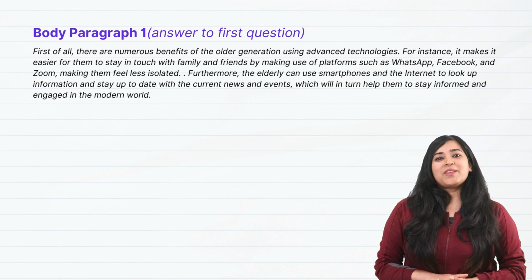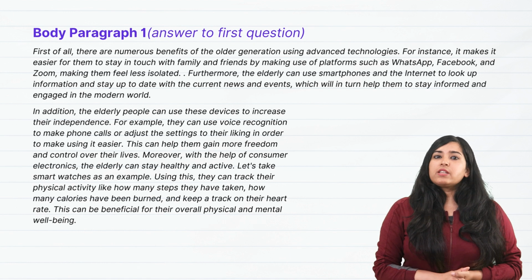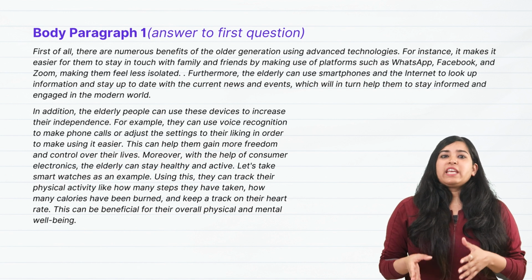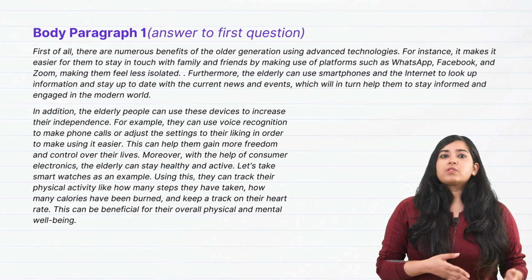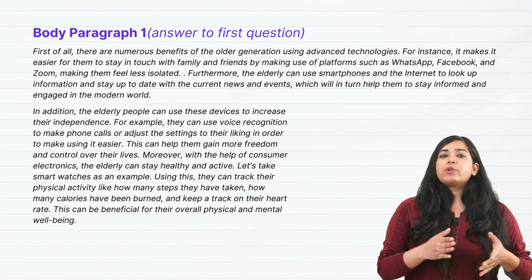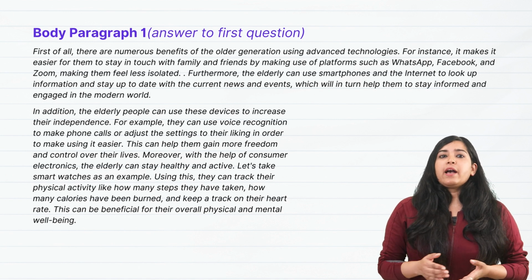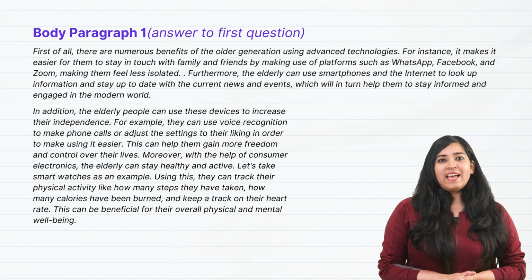Now on to body paragraph number 2. In addition, the elderly people can use these devices to increase their independence. For example, they can use voice recognition to make phone calls or adjust the settings to their likings in order to make using it easier. This can help them gain more freedom and control over their lives.